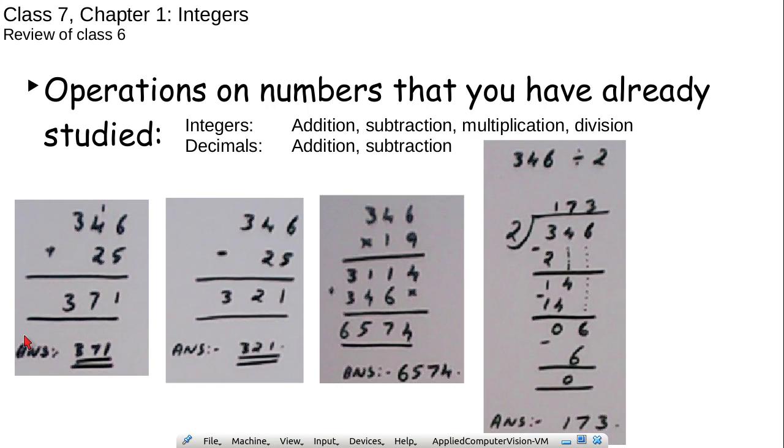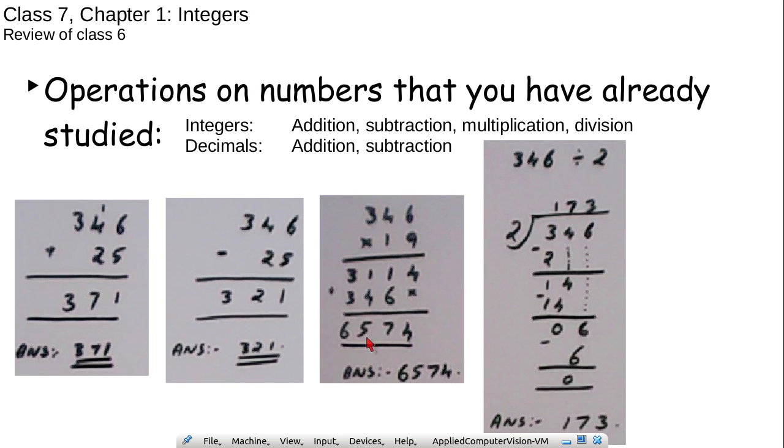You have also studied some operations on numbers. You have studied addition, subtraction, multiplication and division for integers. And you have also studied addition and subtraction of decimal numbers. Let us look at a few examples. Here we are adding 346 to the number 25, and the answer is 371. Look at this, we are subtracting 25 from 346. The answer is 321. And we are multiplying 346 by 19, and this is how you do it.